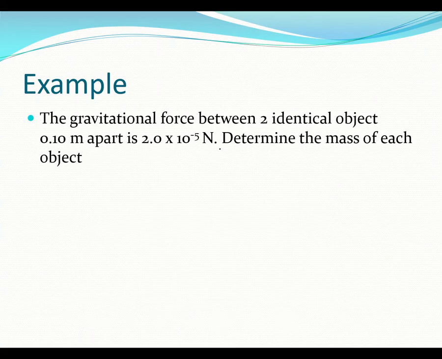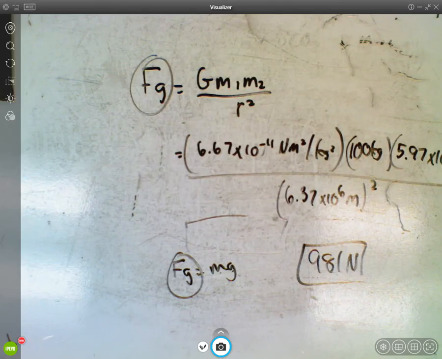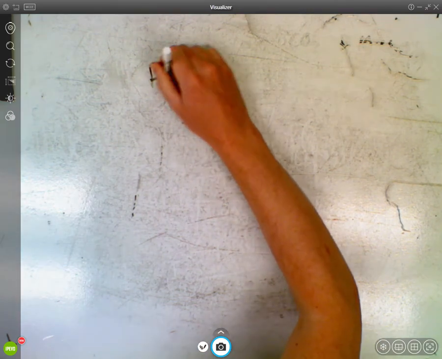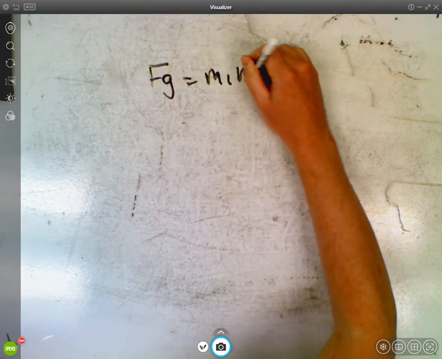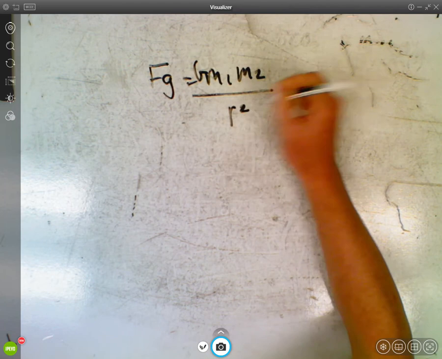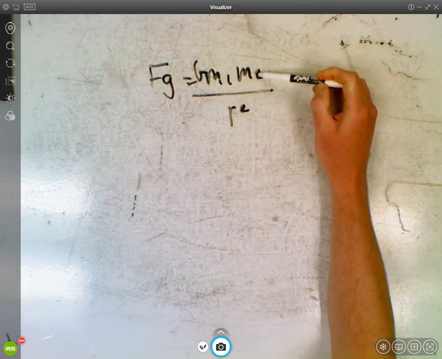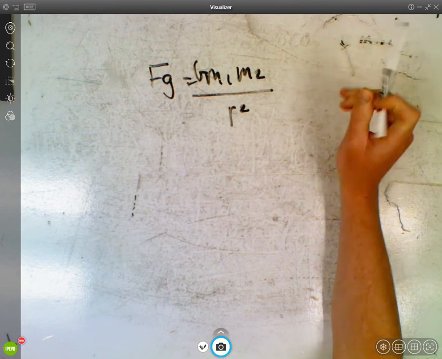So calculate the gravitational force between two identical objects 0.1 meters apart, and that's their force between them. Determine, or not calculate, but that is the gravitational force. Determine the mass of each object. Okay, so I added this because this confuses people. So the way the question is set up, we don't know mass 1 and we don't know mass 2. But it does tell us information. It says that the two objects are identical.